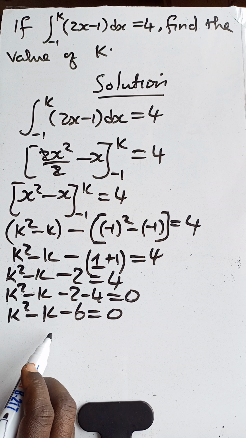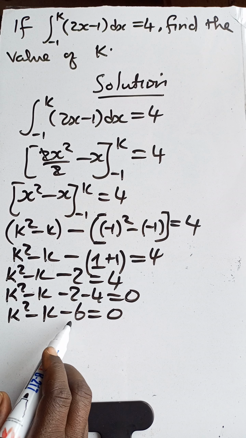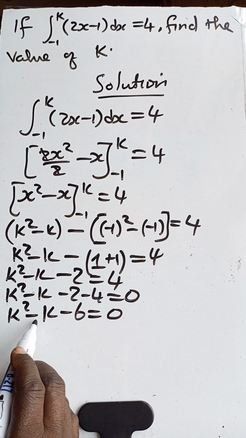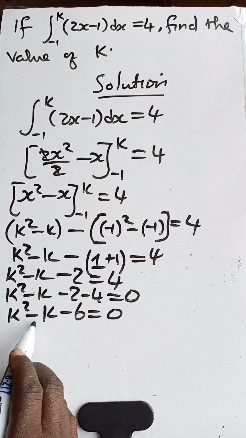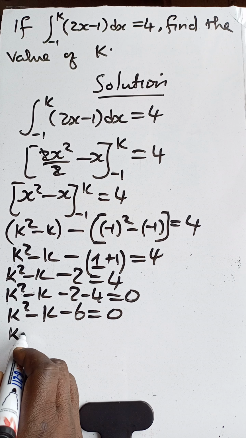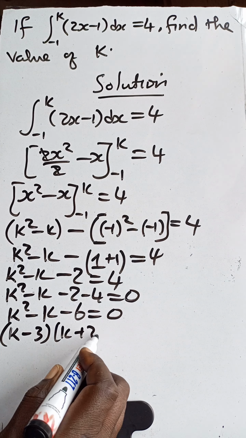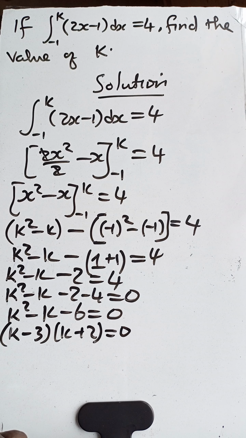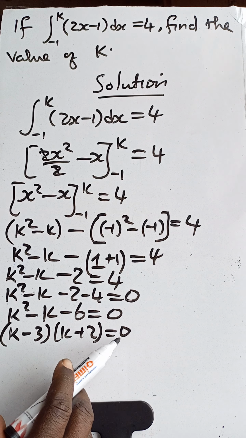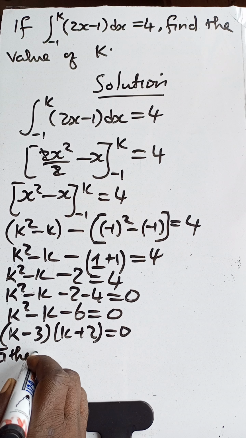So let us use the factor method. What are those two factors of negative 6 whose sum is going to be negative 1? All right, the two factors are negative 3 and positive 2. So we write (k minus 3)(k plus 2) is equal to 0. Now we have the product of two expressions giving us 0. Definitely it means one of them must be 0.